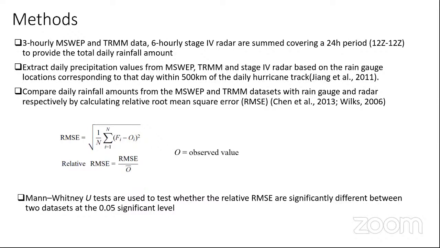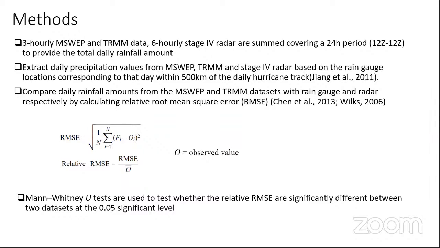First, the 3-hourly gridded rainfall data are obtained from MSWEP and the TRMM. For the TRMM, we multiplied the original 1-hour data by 3 to get the 3-hour total. After that, the 3-hourly MSWEP and TRMM, and the 6-hourly Stage 4 radar are summed to cover a 24-hour period to get the daily rainfall total.